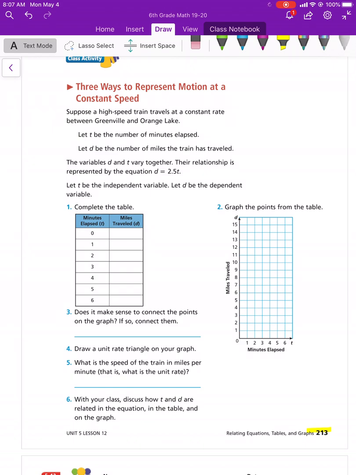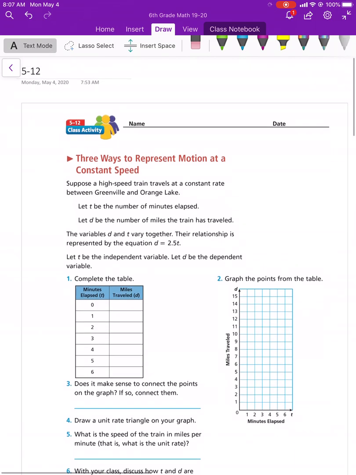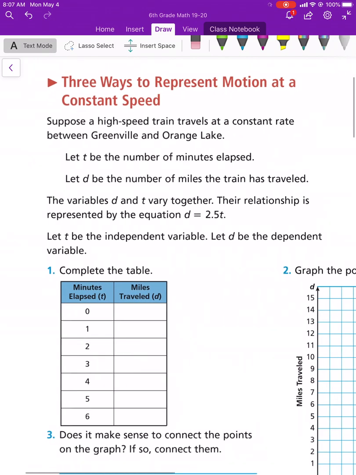So we're going to start, I highlighted it down here, page 213. That's where we're starting. Okay, so let's get into it. So 3 ways to represent motion at a constant speed. Suppose a high-speed train travels at a constant rate between Greenville and Orange Lake. Let T be the number of minutes elapsed. Let D be the number of miles the train has traveled. The variables D and T vary together. Their relationship is represented by the equation D equals 2.5 times T.